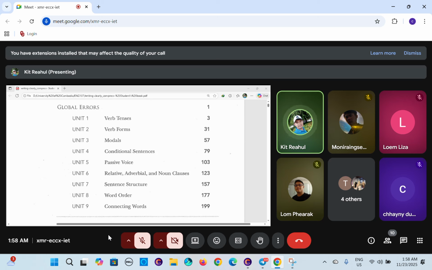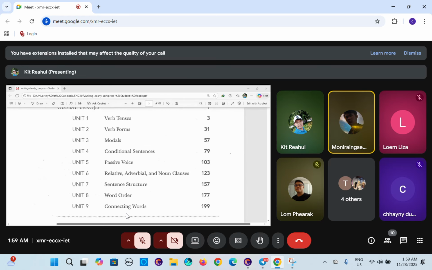Yes, some modals have the past form, like can, could, must, had to, will, would, may, might, for example. And some modals don't have the past form. If you want to use the modal verb to talk about a past action or something in the past, what is the form of the modal?